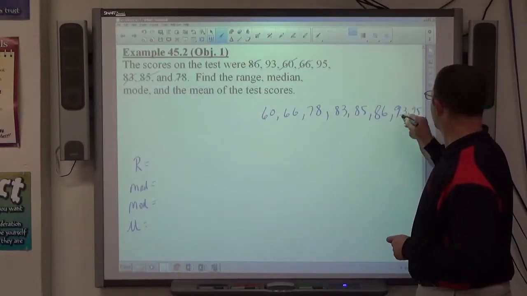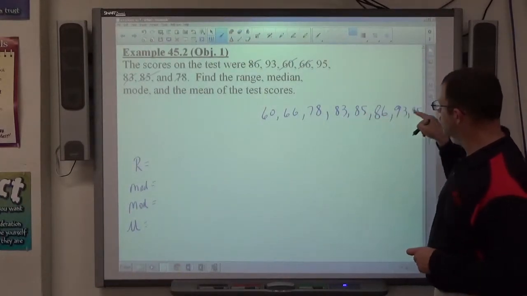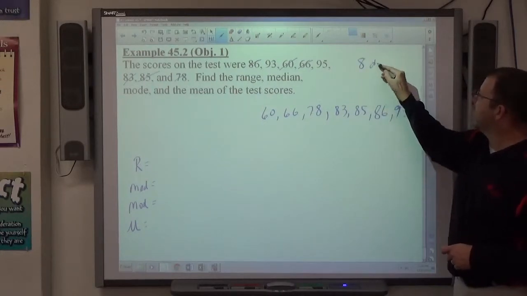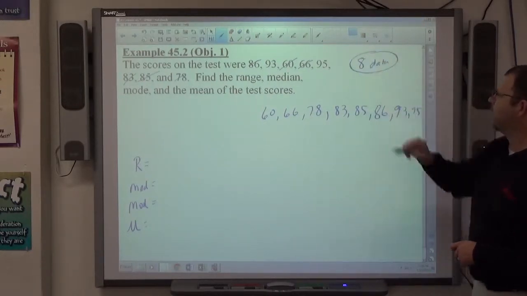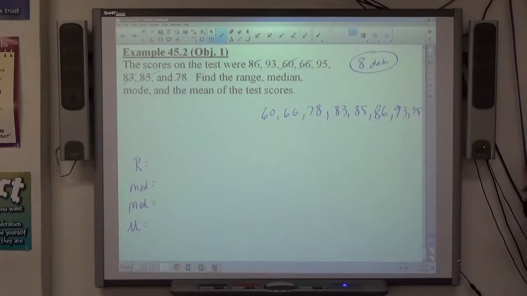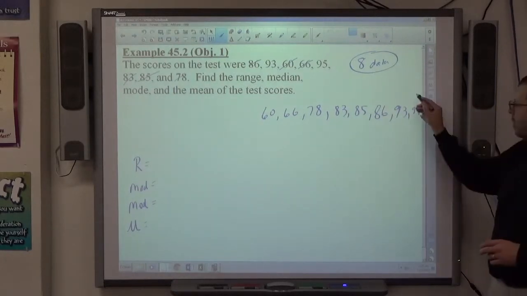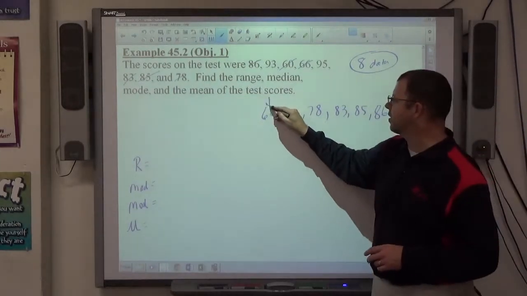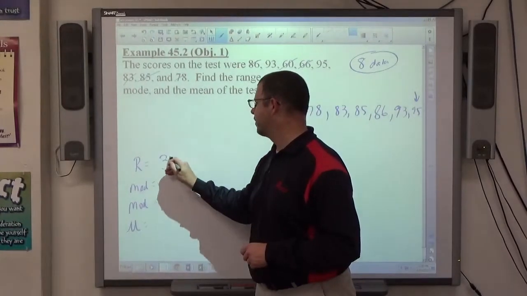How many test scores are there? 8. So there's 8 data. All right, we'll worry about that when we get to median. Okay, so as far as range is concerned, it's the biggest number, 95, minus the smallest number, 60. That comes out to 35.